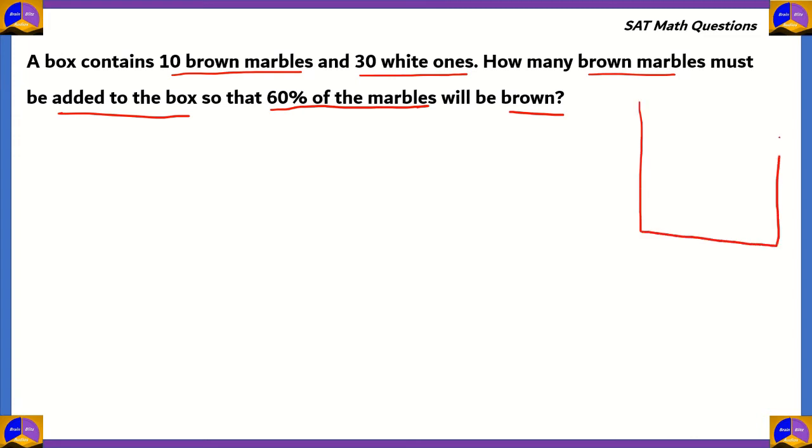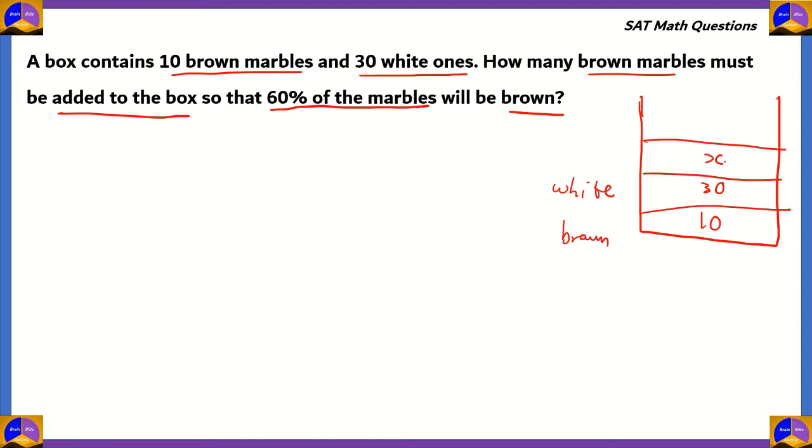use a diagram. So let's say this is our open box, and let's divide it into 3 layers. The first layer contains 10 marbles, which are brown. The next layer contains 30 marbles, which are white. And the last layer will contain x, that is the variable number of marbles that we will add, which will again be brown.